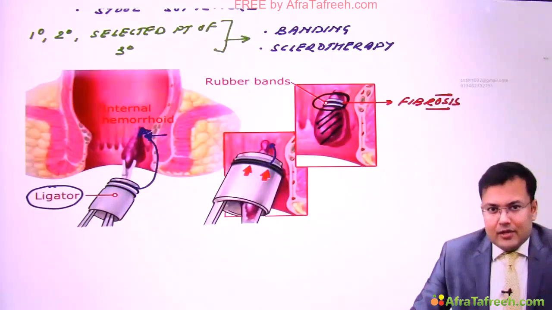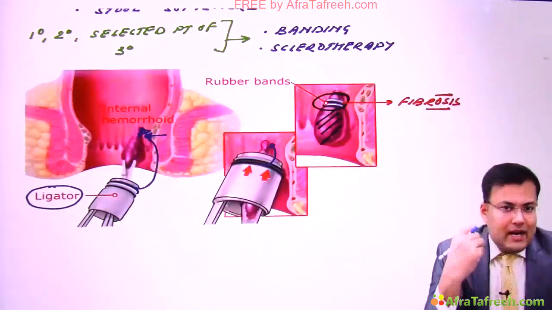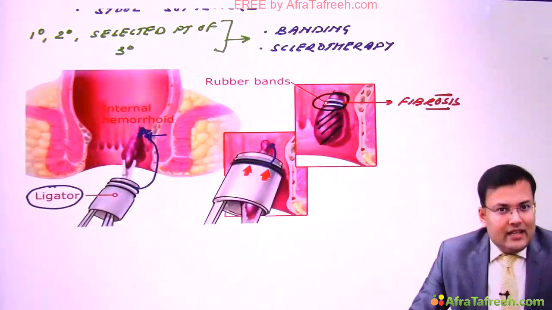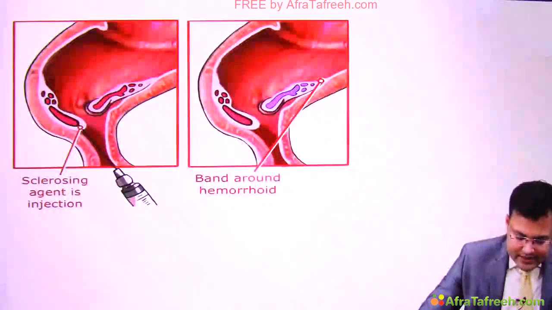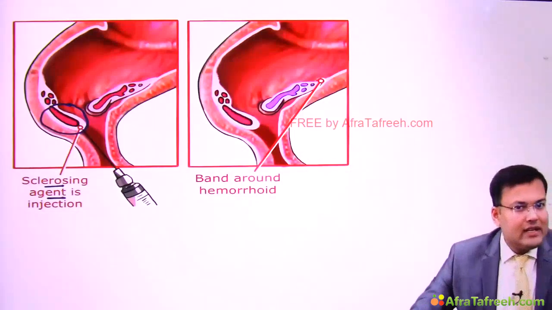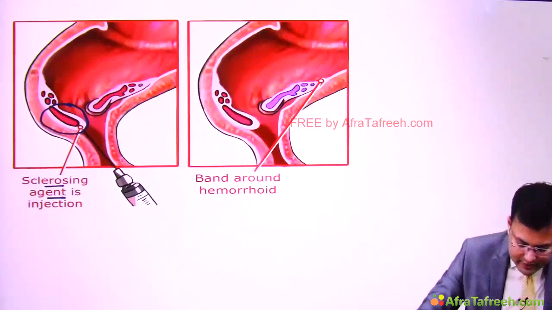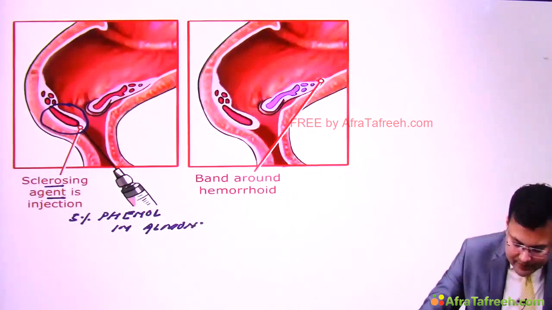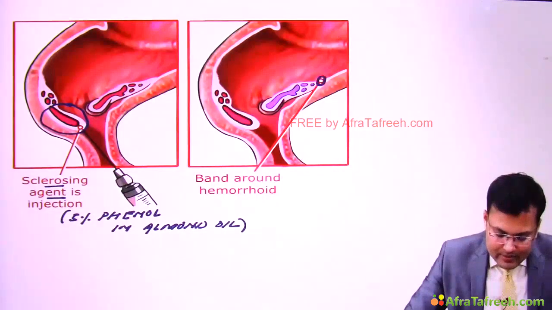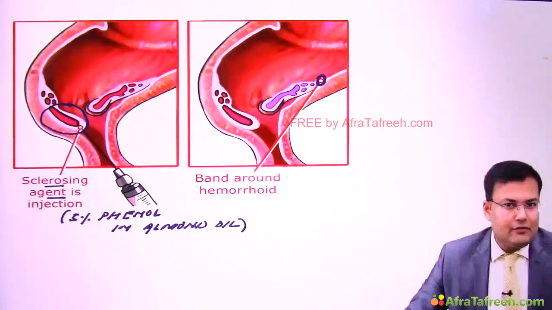What is the second treatment option? We are going to inject the sclerotherapy around the hemorrhoid. Because of injection of sclerosing agent, there is sclerosis or fibrosis. How do we do it? Have a look. In this picture you can see that sclerosing agent is being injected around the hemorrhoid. Clear? And what is the preferred sclerosing agent? We are using 5% phenol in almond oil. This is used and there is sclerosis and fibrosis. And here you can see we are going to apply the rubber band, and it will be sloughed off within 48 hours.